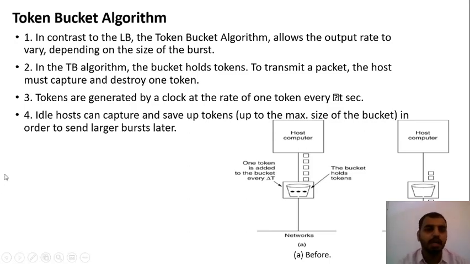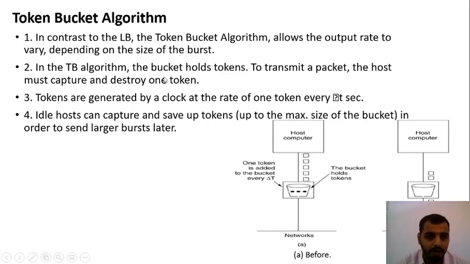Now what it says, in contrast with the leaky bucket, the token bucket algorithm allows the output rate to vary depending on the size of the burst. Like in the leaky bucket, the outcome was constant. But whereas in token bucket, the input is constant. How has it been constant? It will take 3 inputs, 4 inputs, 5 inputs, 10 inputs. In this way, it will take the input.